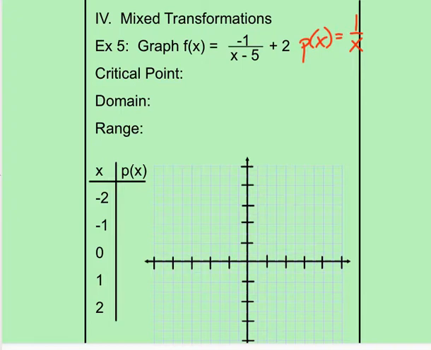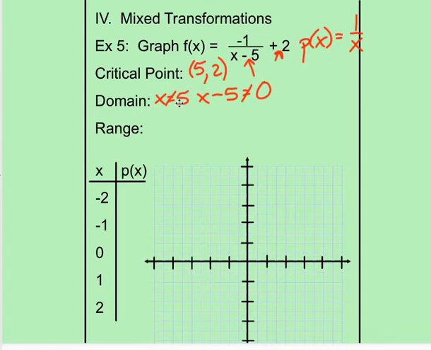So because our graph got shifted right 5 and up 2, our asymptotes are now going to be the equations x equals 5 and y equals 2. So you could identify those equations instead of the critical point if you would like to. Domain, looking at this function, what's in the denominator, that x minus 5 cannot equal 0. So therefore x cannot equal 5.